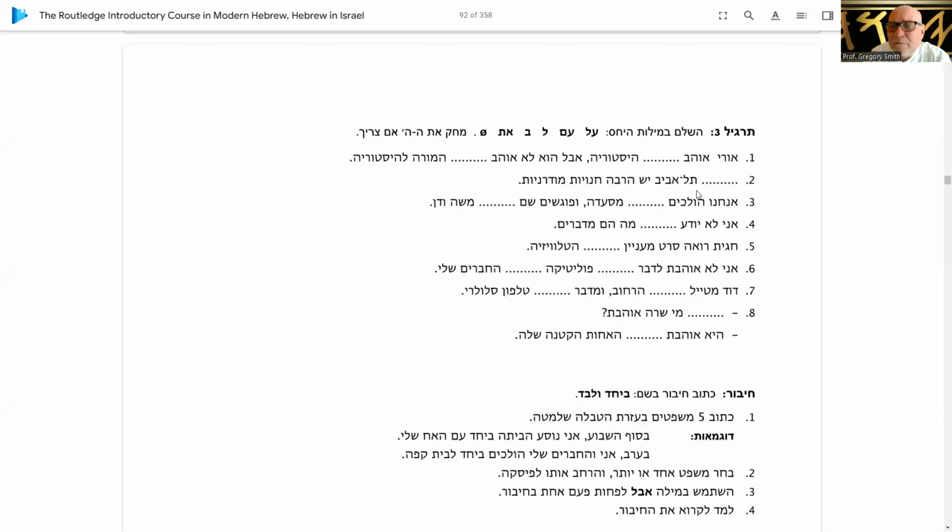Let's take a look here. We got blank Tel Aviv, yesh harbe. So blank Tel Aviv is a city. There is a lot, haniot modernit. Haniot is like buildings maybe. Yesh harbe haniot modernit. Modern shops, that's right. יש הרבה חנויות מודרניות. Okay, so a lot of modern shops.